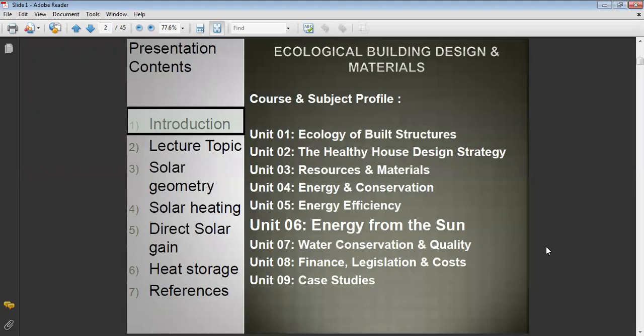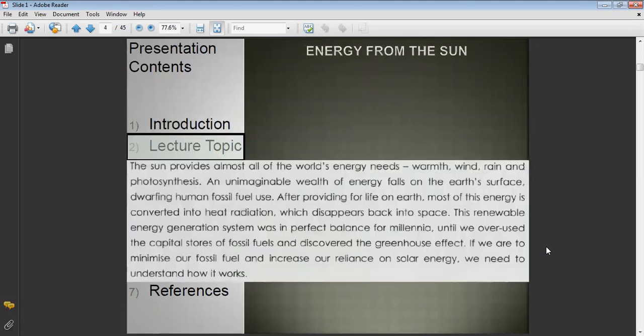Today we'll be discussing unit number 6, that is energy from the sun. The sun is one of the major sources of energy which we have naturally. It provides almost all of the world's energy needs: warmth, wind, rain, and photosynthesis.